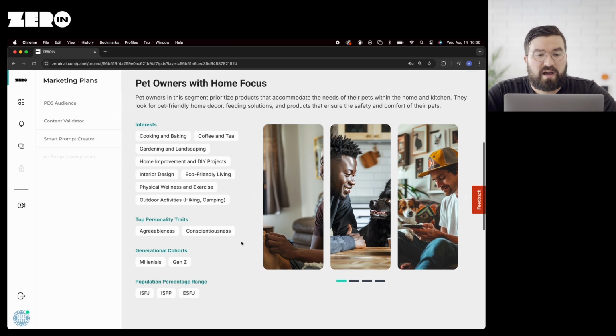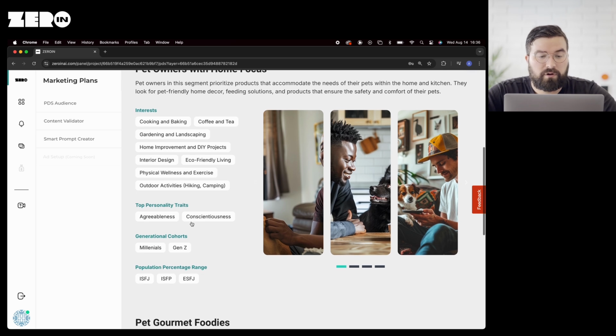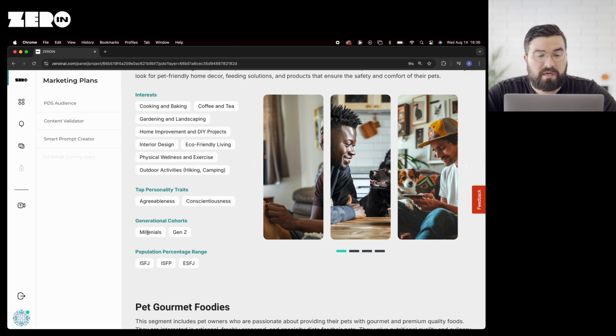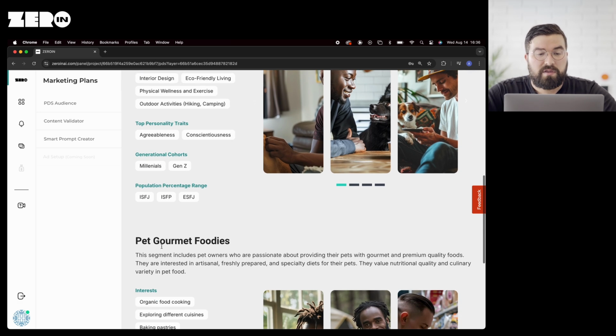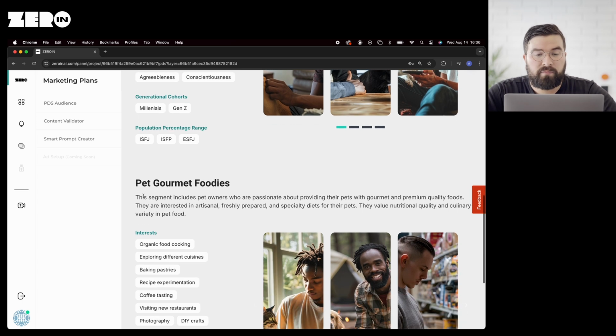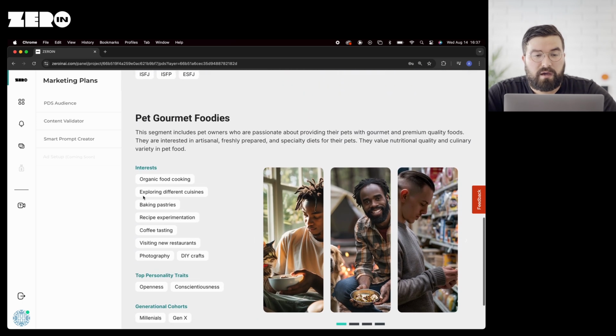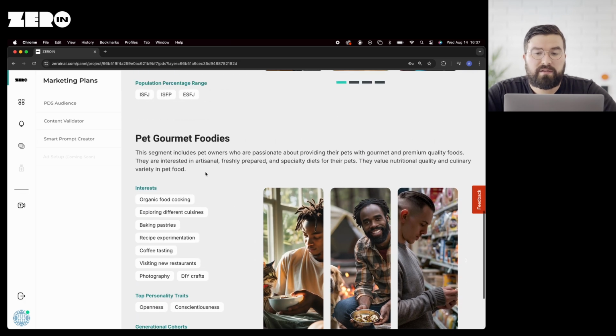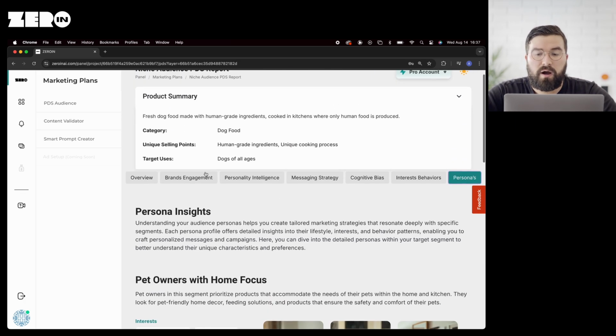This kind of person's interests include cooking, baking, coffee and tea, physical wellness and exercise, and eco-friendly living. Their personality traits, some of the top ones, are agreeableness and conscientiousness. Generationally, it tends to be millennials and Gen Z, and then you can look at the Myers-Briggs breakout of the top personalities within here. Another persona is pet gourmet foodies. And understanding these things helps you understand your audience in a different way.